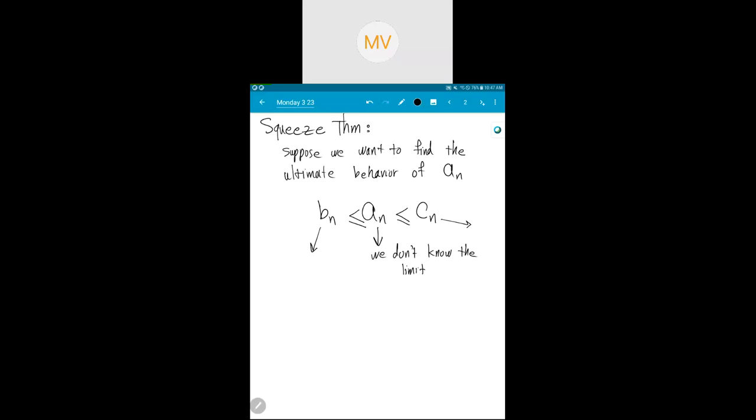So we know what the behavior is, same as B n. Now, if both B sub n and C sub n approach a common value, let's say L, okay? Then think about it. This one is forced, it has to. There's no other way because it's squeezed between these two. It has to approach L as well. Right?